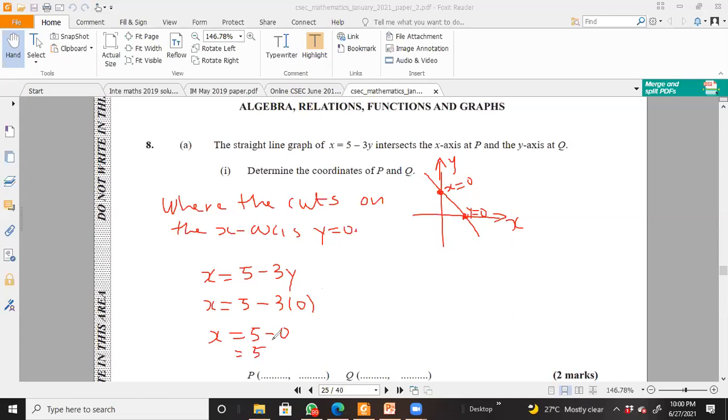So watch this now. For P, when x is equal to 5, what is the y value? Y is 0. Everybody get that?